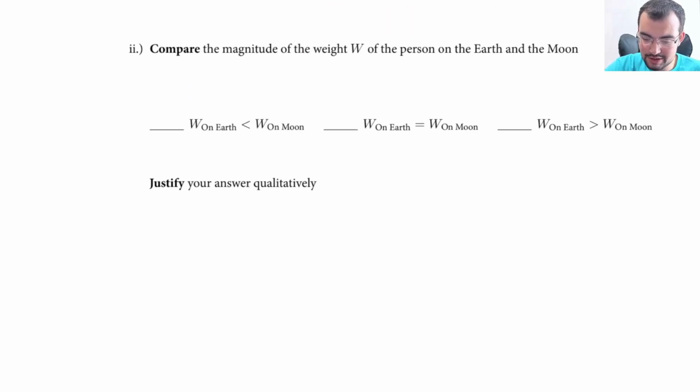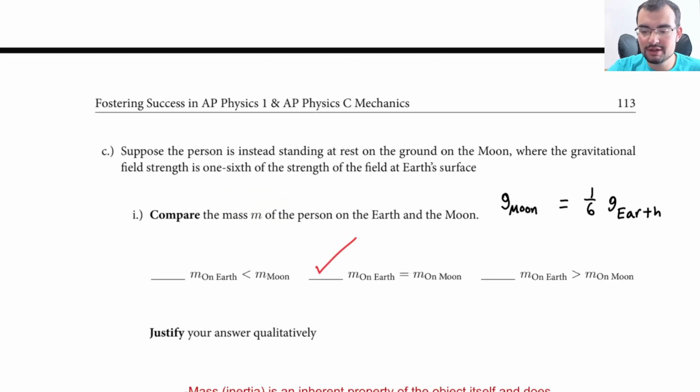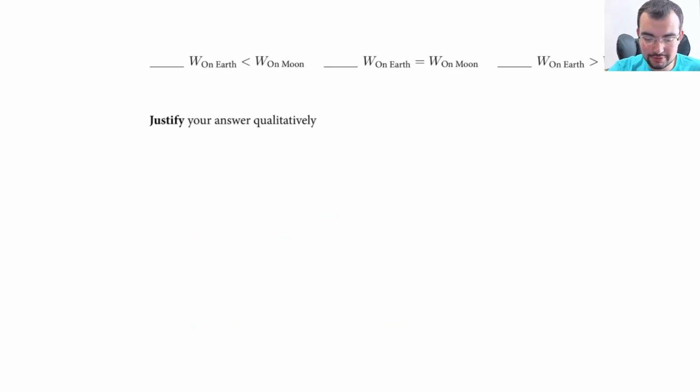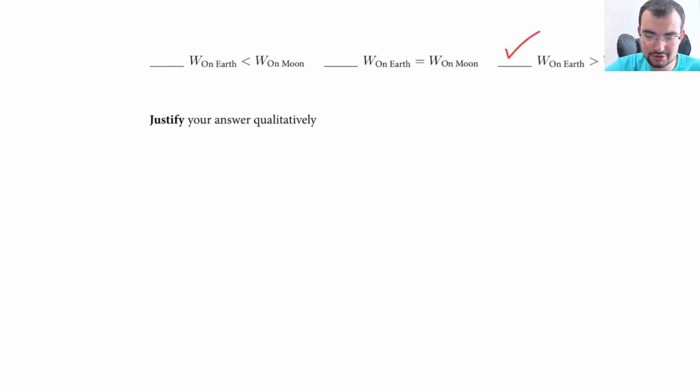But what is different is going to be the weight, because weight is a force between two objects. Remember that weight is mg in magnitude. So I dropped the vector symbols. Well, we said that on the moon, there is a weaker gravitational field. So they will be pulled more strongly towards the ground on Earth versus the moon because there is a larger gravitational field strength on Earth.